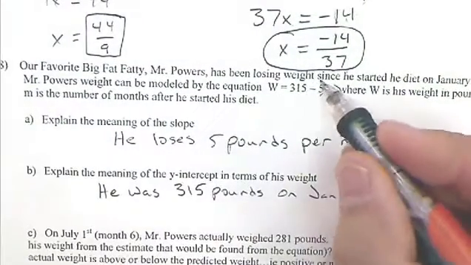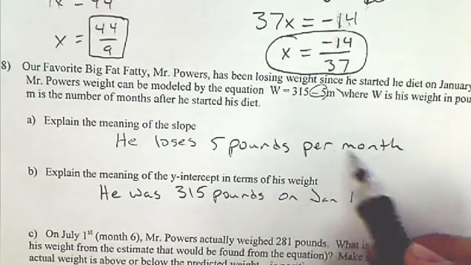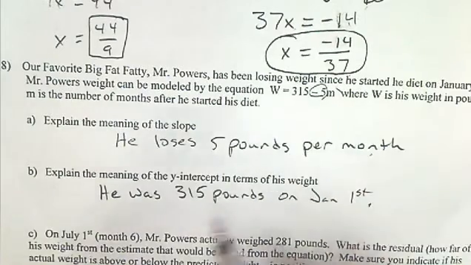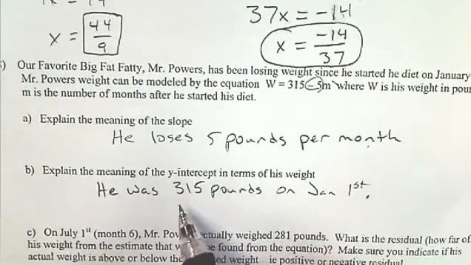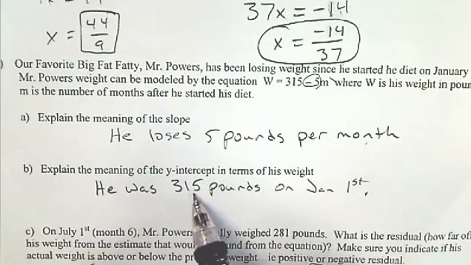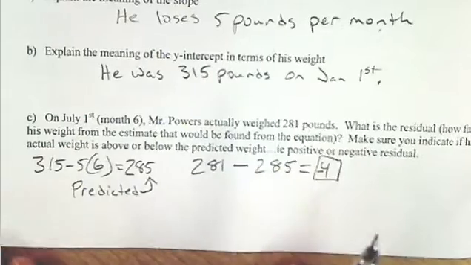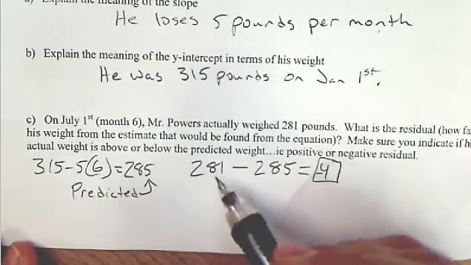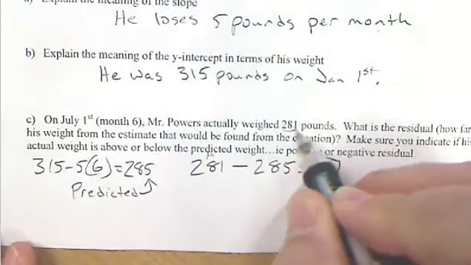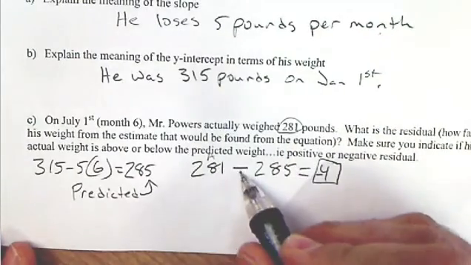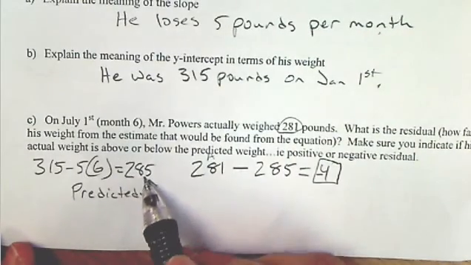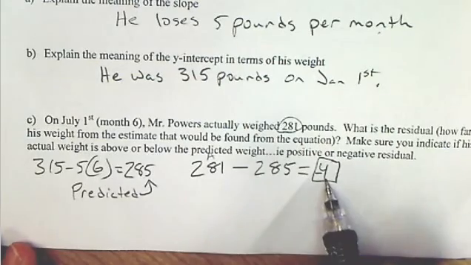The meaning of the slope is he loses 5 pounds per month. The y-intercept is he started off at 315 pounds. Residual is just the actual minus the predicted, so you use the equation to find the predicted, and it gets a negative 4.